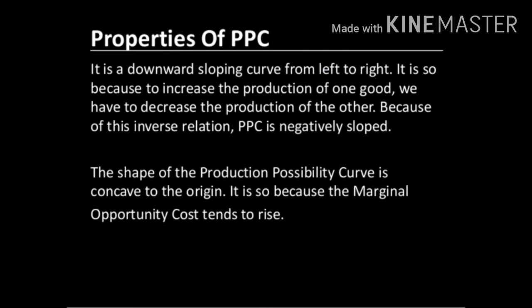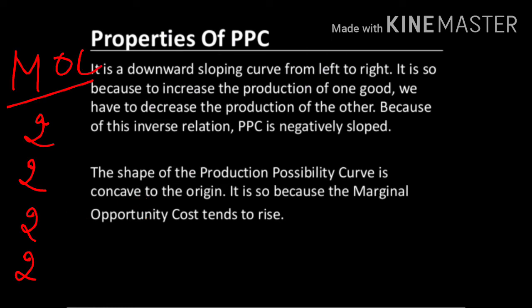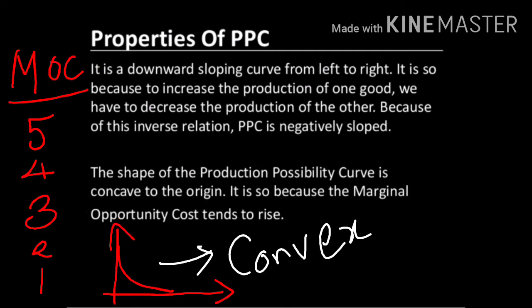The shape of the production possibility curve is concave to the origin. The main reason why it is concave to the origin is that the marginal opportunity cost tends to rise. In this example we have seen that MOC rises from 1, 2, 3, 4 and 5. That's why it is concave to the origin. Sometimes if the MOC is constant in nature, that is, all the values are the same, like 2 or 3, the production possibility curve will be a straight line. At the same time, if the values are decreasing, then the production possibility curve will be convex in nature.